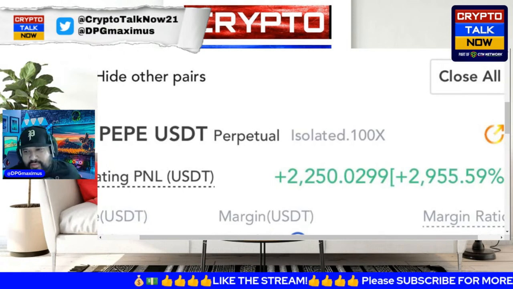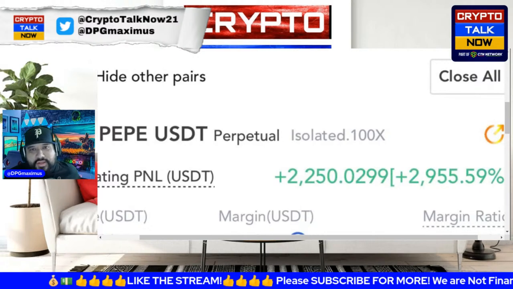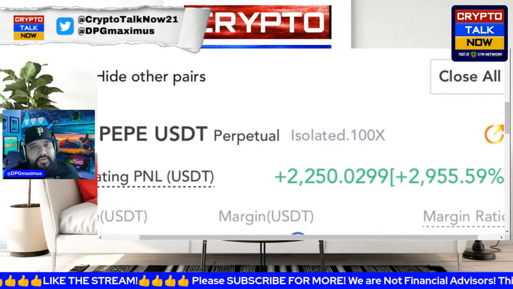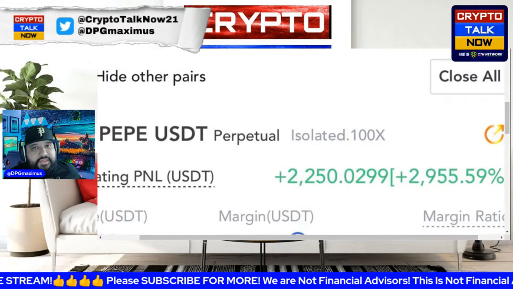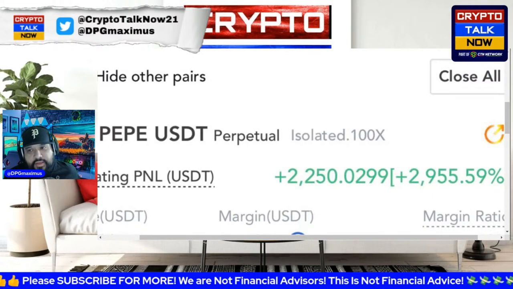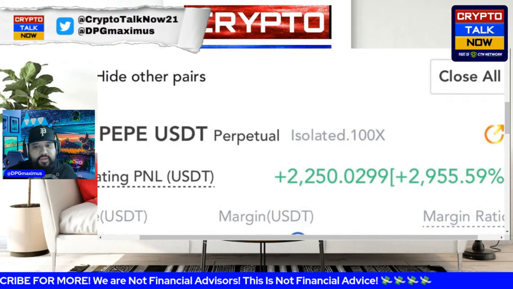Some people are like, man, if it's crashing to that, why would you want to get into that? I'm just saying there's something to be said about assets that become distressed and buying the bottom. I'll leave it at that.